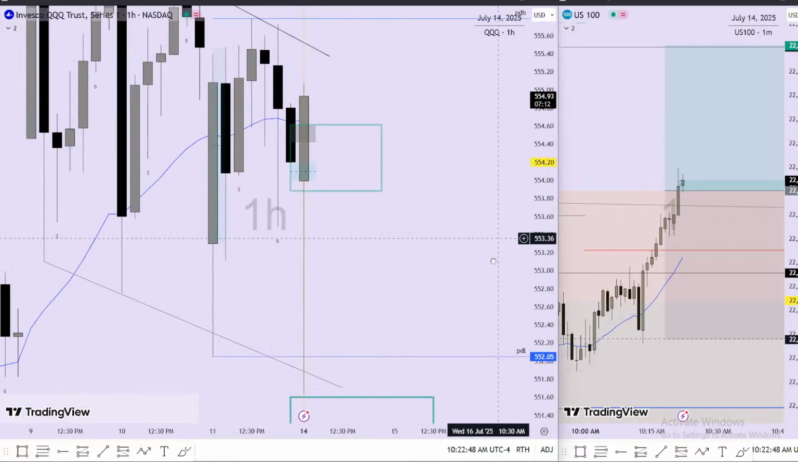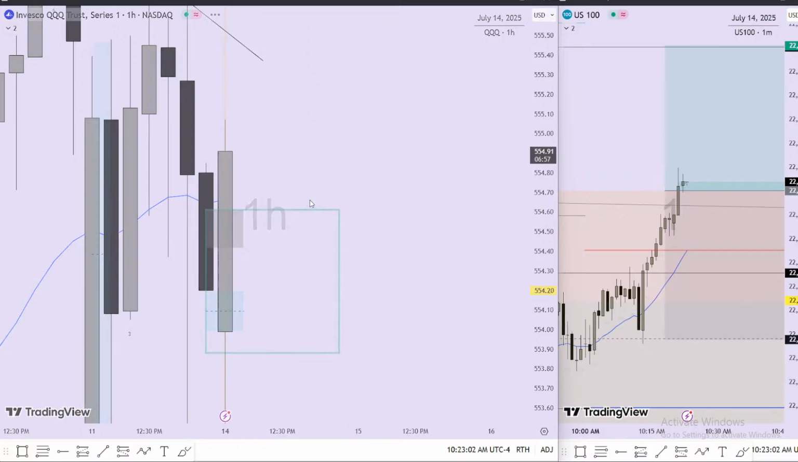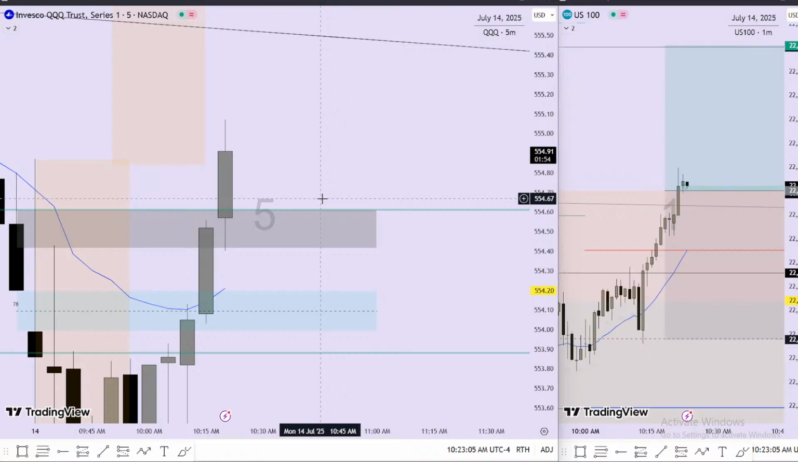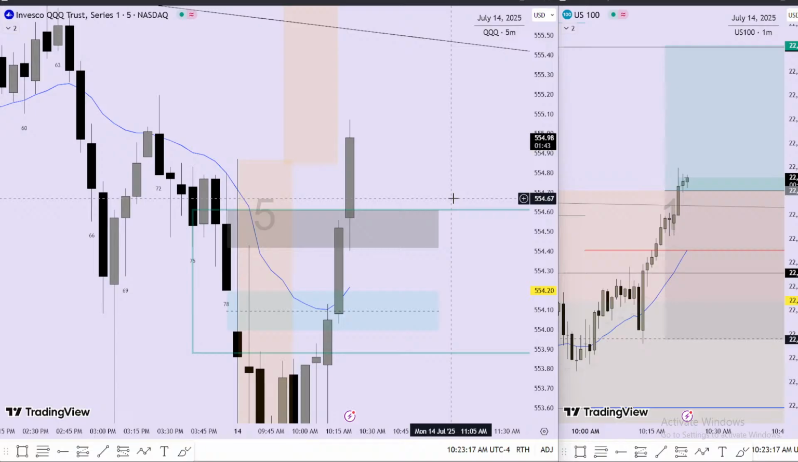So the first hourly candle 20 period moving average is where? It's at 554.65. Okay, so right around this point. So this green line, right? I need the price to stay above 65. That would make a strong bullish case on the hourly time frame.